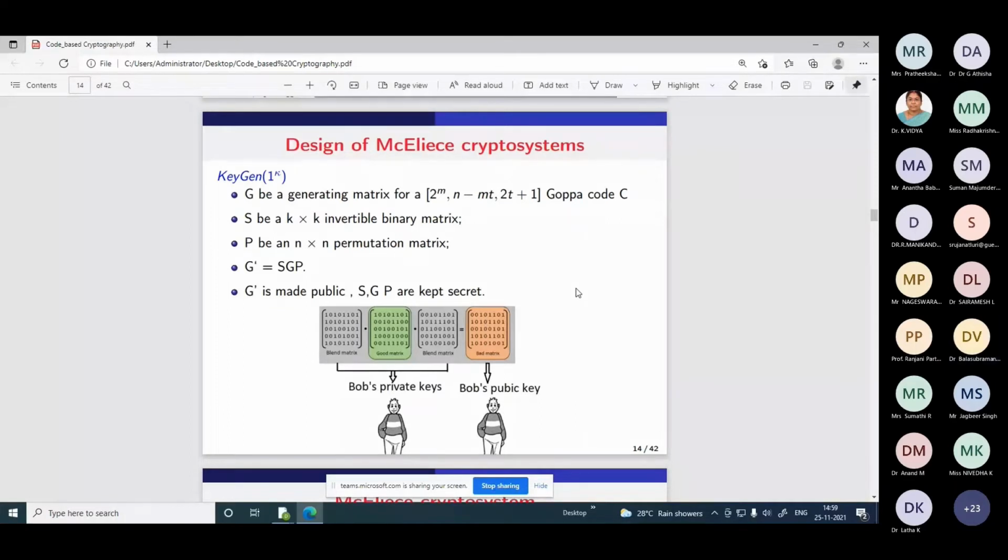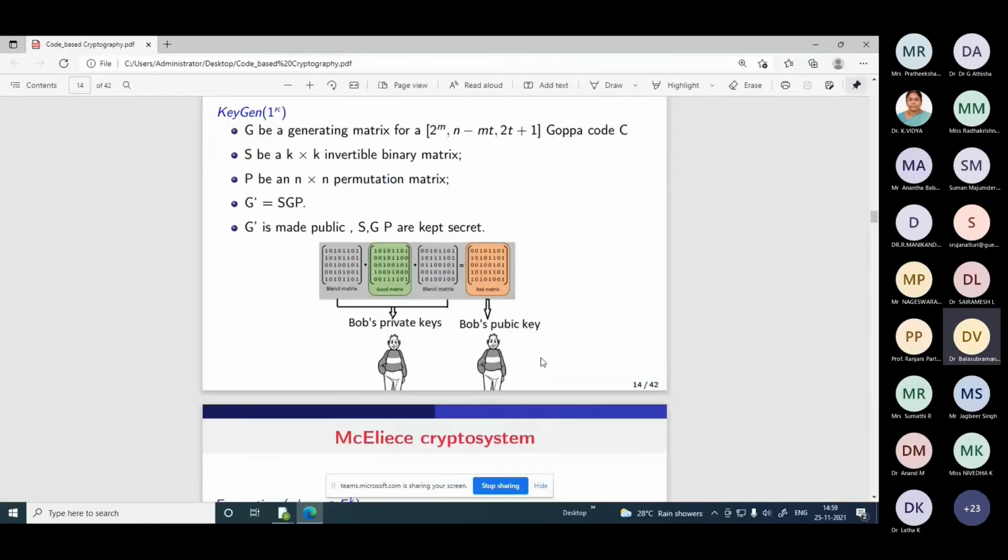So what are the secret keys? Bob is generating his public key, choosing a code, choosing a generator matrix of that code. This green color is nothing but the generator matrix, right? And he chooses a proper invertible matrix and a permutation matrix, and S times G times P he computes, and finally he gets G prime. He announces this G prime as the public key and he has the private key with him, right?